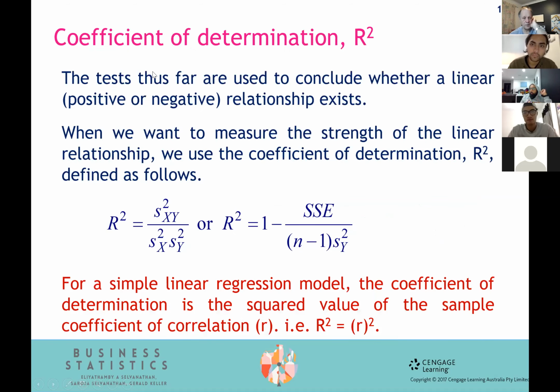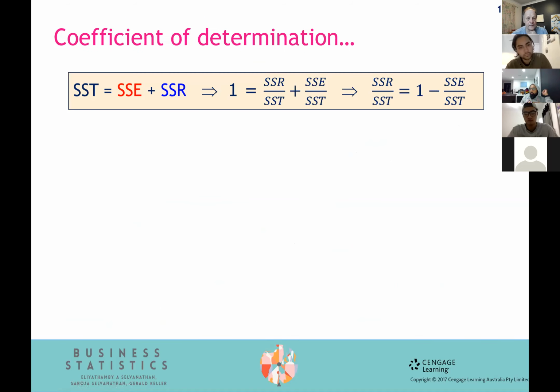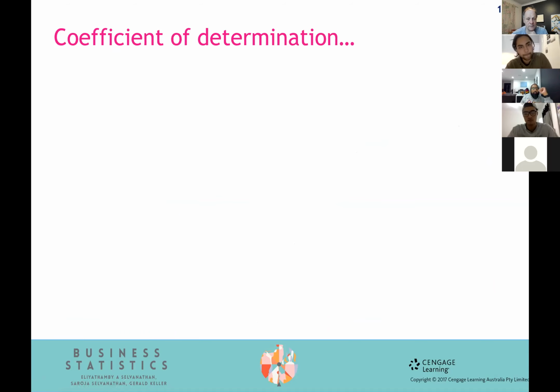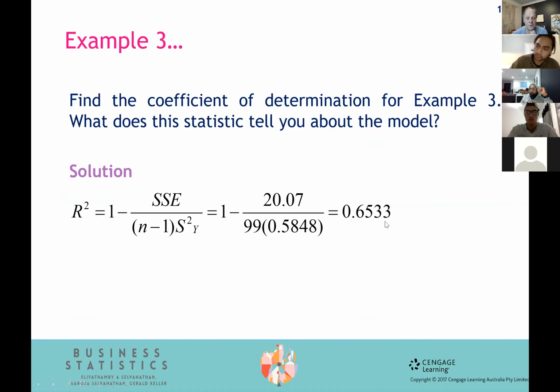Now we're getting to the coefficient of determination. These tests thus far are used to conclude whether a linear positive or negative relationship exists. What we want to measure is the strength of that relationship. And we do this calculation with R2, R squared. You don't need to do it because Excel is doing it. And they're doing it manually here. You don't have to worry about it. But you come up with 0.6533.